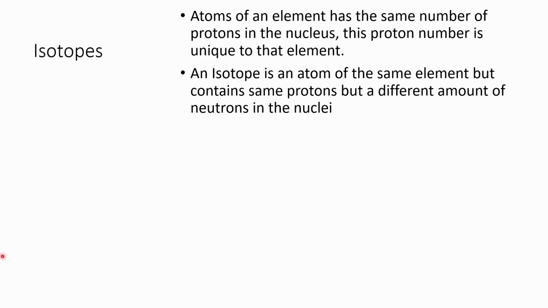So atomic number, number of protons, gives the element, or the atom, sorry, its identity. So if an atom has 6 protons, it belongs to carbon. If it has 9 protons, it is fluorine.